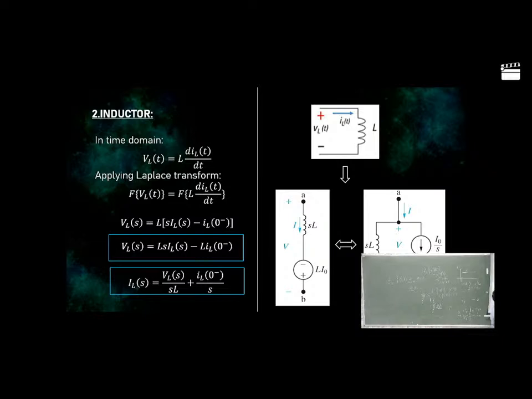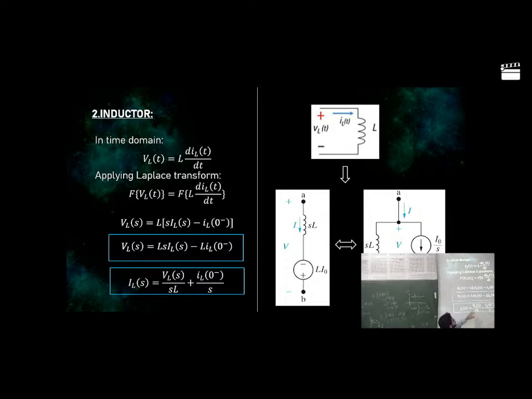So what is I_L(0-)? The initial current through the inductor, I naught. So here is the circuit diagram. You can see that V_L(s) equal to L s into I_L(s) minus L I naught. Similarly, you can convert it into the form of current. You divide both sides by sL: I_L(s) equal to V_L(s) by sL plus I naught by s. So any doubts in this?